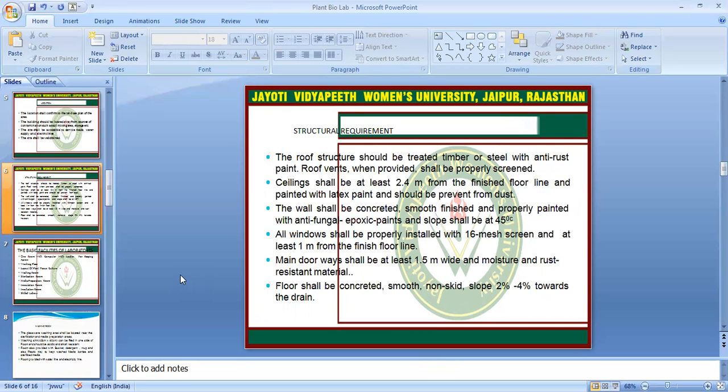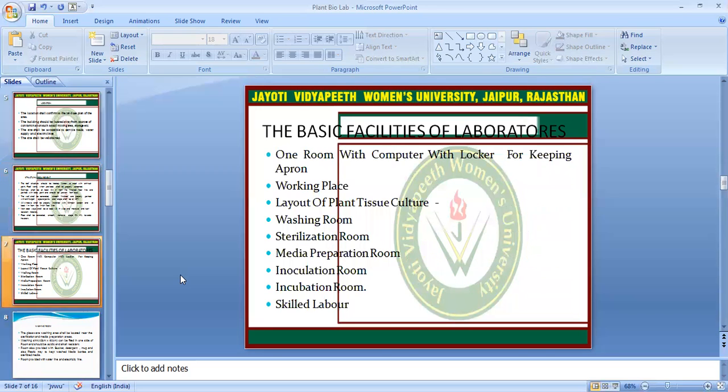All windows shall be properly installed with 16 mesh screen and at least 1 meter from the finished floor line. Main doorways shall be at least 1.5 meters wide and made of moisture and rust resistant material. The floor shall be concreted, smooth, non-skid, with a slope of 2% to 4% towards the drain. The basic facilities of the laboratory: one room with a computer and lockers for keeping aprons, a working place, layout of the plant tissue culture, washing room, sterilization room, media preparation room, inoculation room, incubation room, and skilled labor.